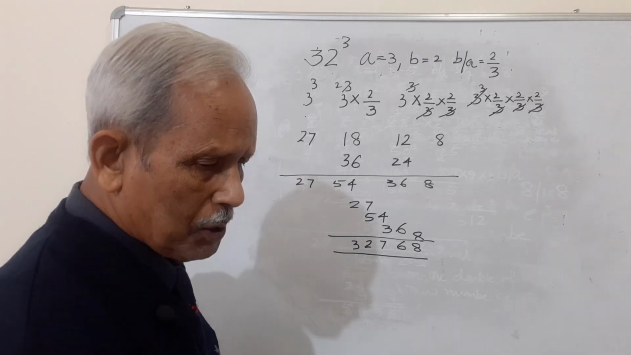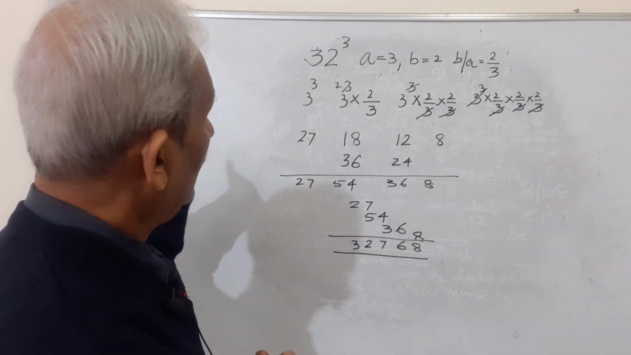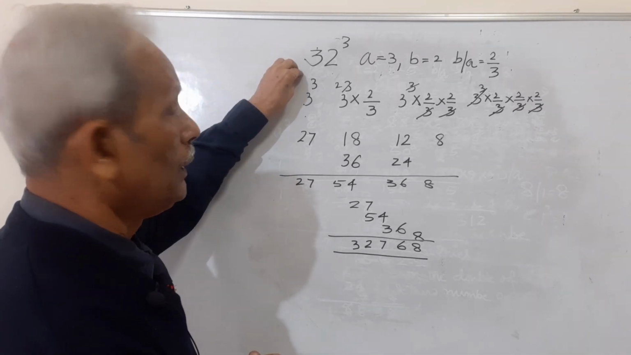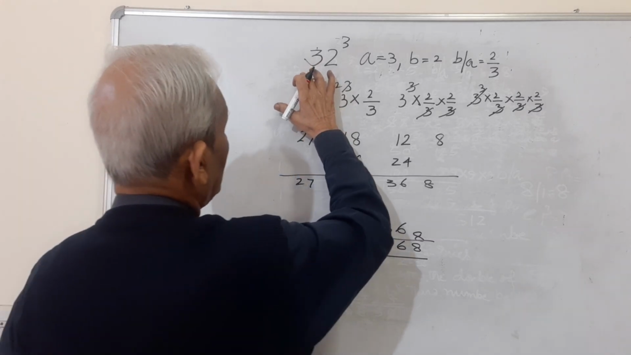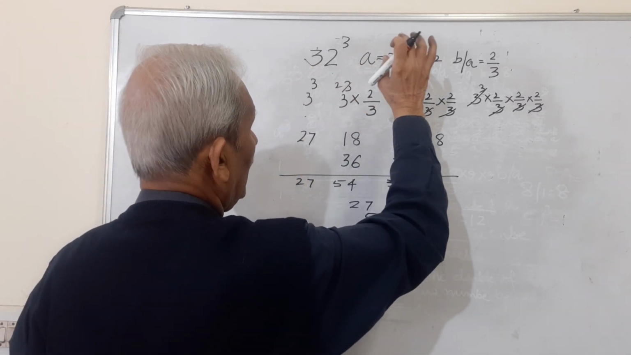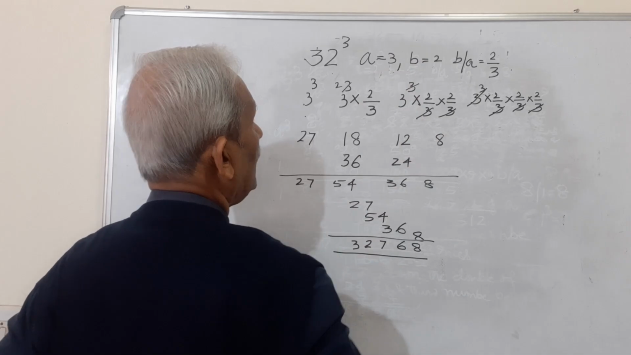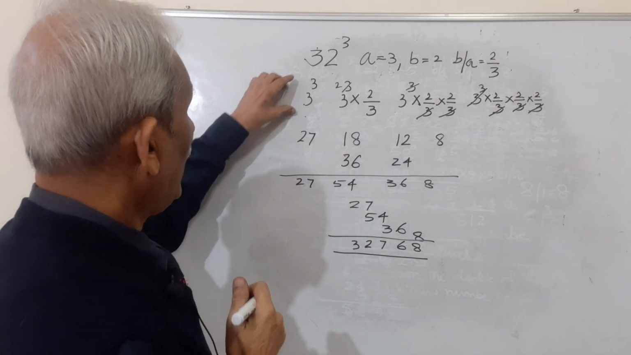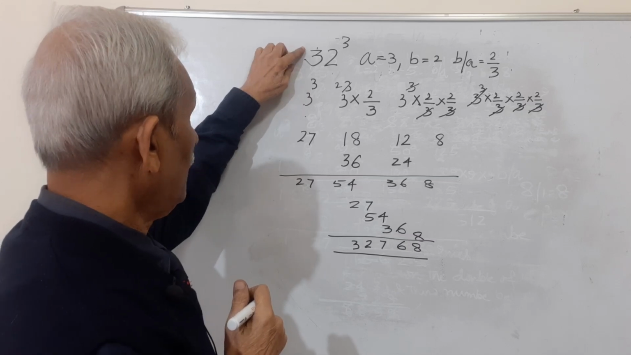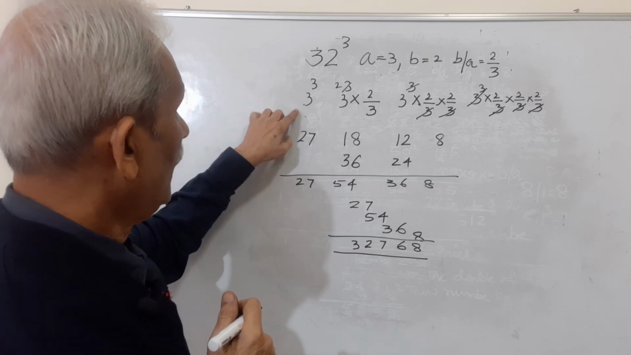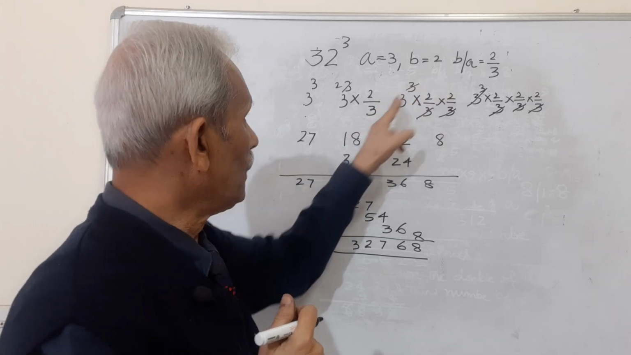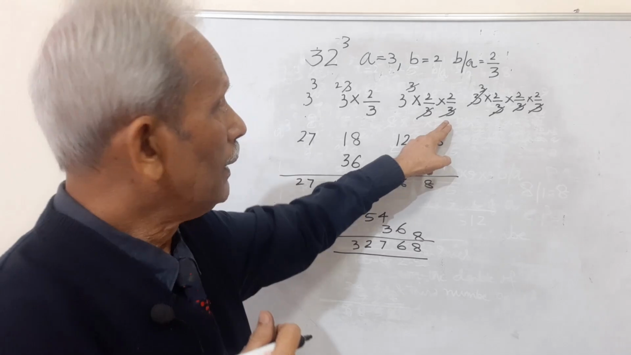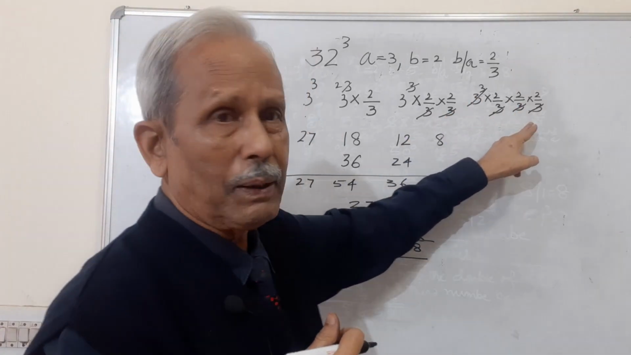So for the last time I'll explain this for you. Please try to follow me very carefully. Whenever you get any 2-digit number, the number in the tens place, let us take it as a, and the ones place, let us take it as b. Then you can calculate b by a, which is 2 by 3 here. Then you write down first a cube, the number in the tens place, cube. Then that a cube into b by a, 2 by 3. Then a cube into 2 by 3, 2 times multiply. Then a cube into 2 by 3, 3 times multiply.